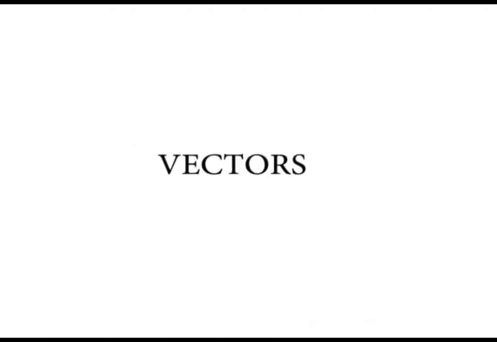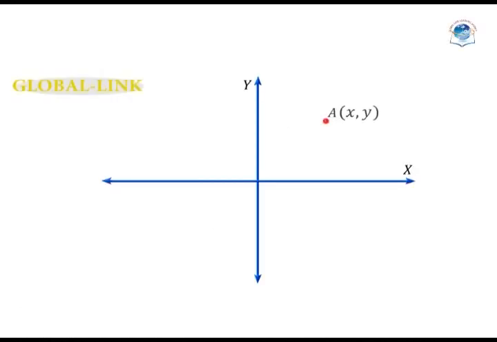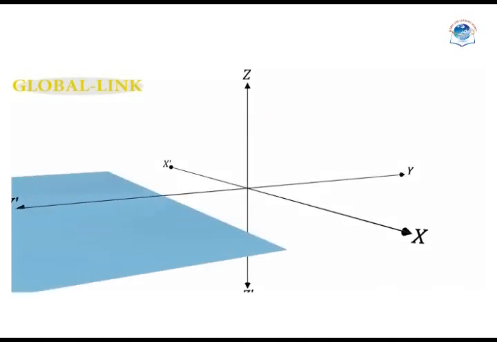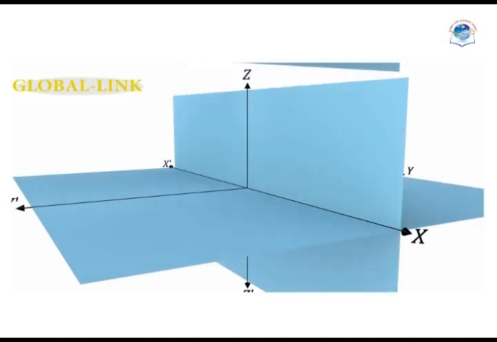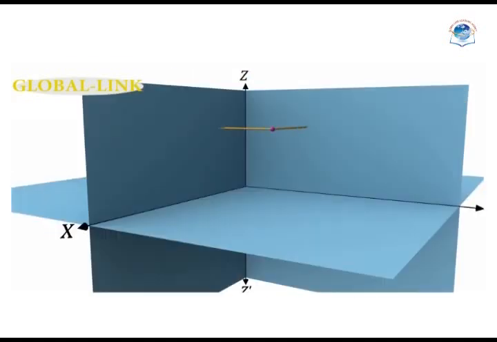Next chapter, vectors. Now, we have seen how to locate a point in a two-dimensional plane with respect to its distance from the reference axis. In three-dimensional space, we identify a point with respect to the distances from three reference planes. So, what are these planes?